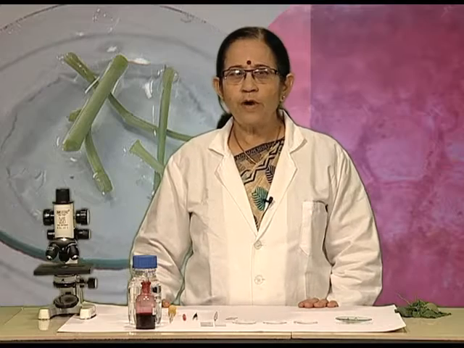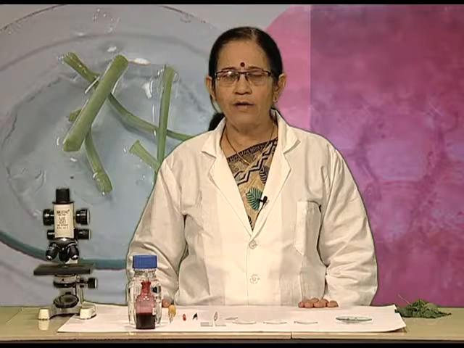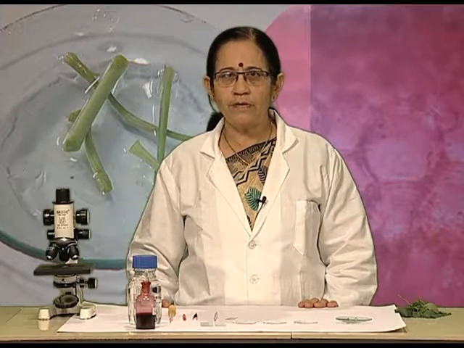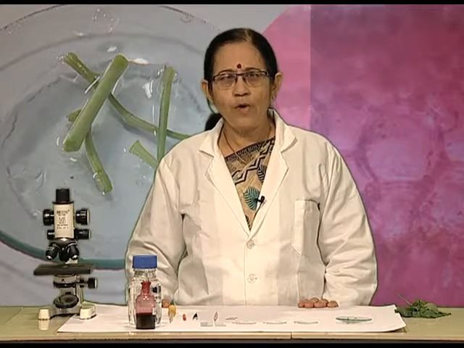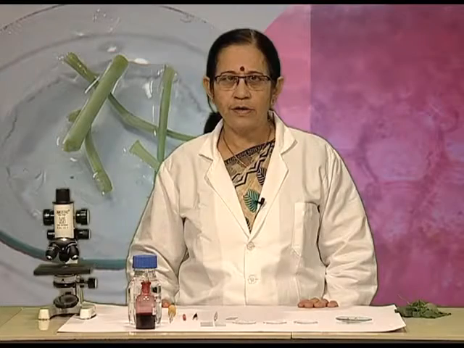Students, you have already observed plant cells in an onion peel where you found most of the cells were of uniform shape and structure. Today, we are going to talk about and study about tissues. What is meant by tissues? Tissue means a group of similar cells performing a particular function.